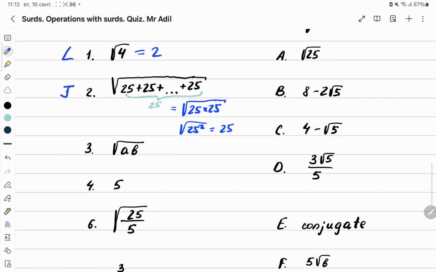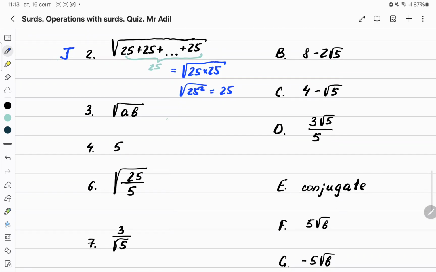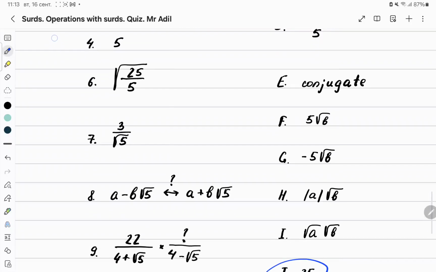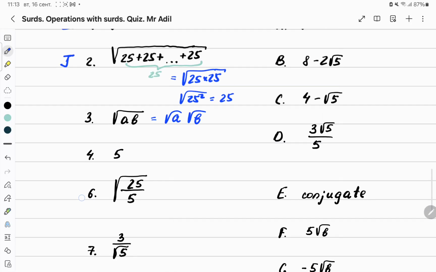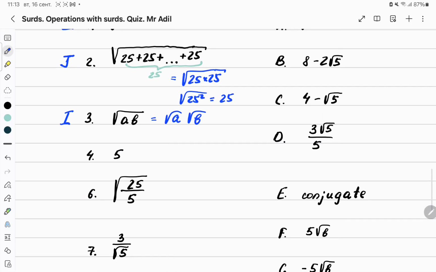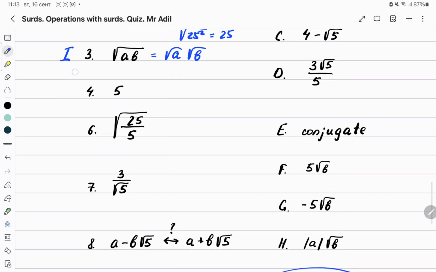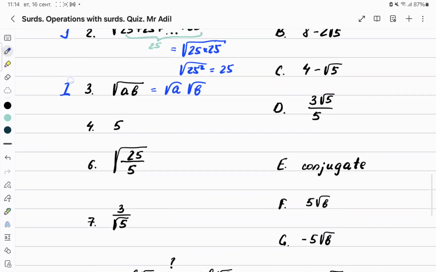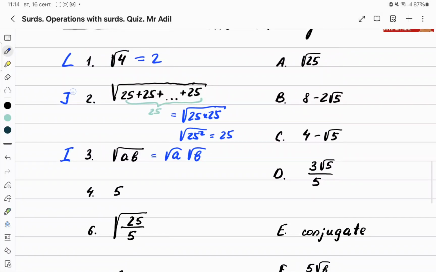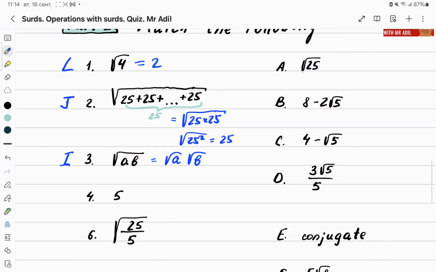Number 3, square root of AB. Square root of AB is equal to, as we saw before, square root of A times square root of B. So this is answer I. Number 4, 5. So let's find 5 in answers. What's an equivalent expression to 5? And you see that we have A, square root of 25. It is 5, so it is A.